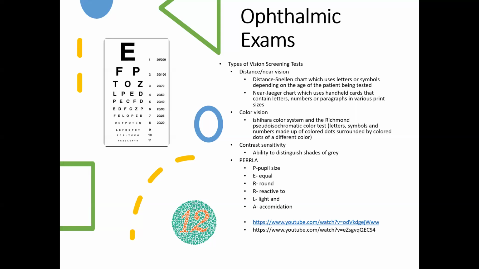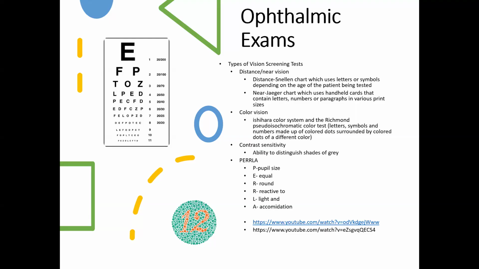For color vision, you will see something like the green circle down at the bottom with the number 12 in it. That is called the Ishihara color screening test. We also have the Richmond pseudo-isochromatic color test, which includes letters, symbols, and numbers made up of different colored dots, surrounded by colored dots of a different color. And that tells us if the person has any issues with their color vision. Contrast sensitivity checks to see if they can distinguish different shades of gray.